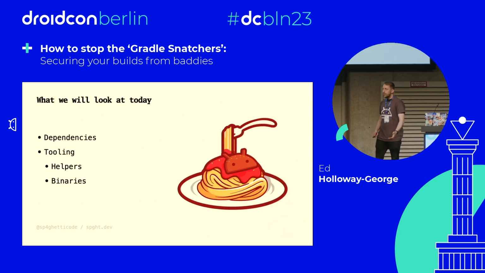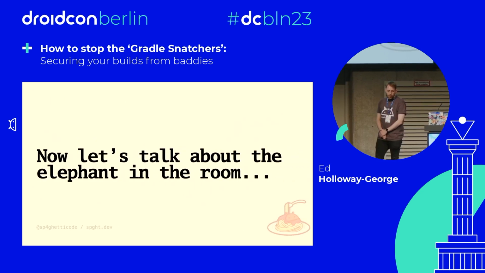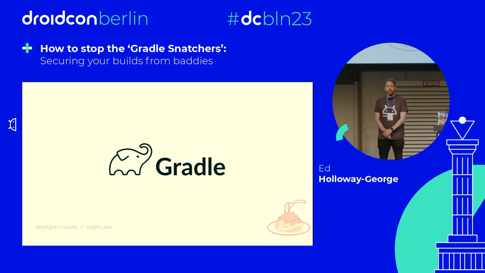To go into more detail, we're going to be looking at a few critical areas. Firstly, dependencies. We're going to talk about the vulnerability of introducing dependencies in your app, and how we can verify that the dependencies you're using are secure or expected. And then we'll go into the tooling as well, mainly the helpers and the binaries of your tooling. So without further ado, let's talk about the elephant in the room, Gradle.